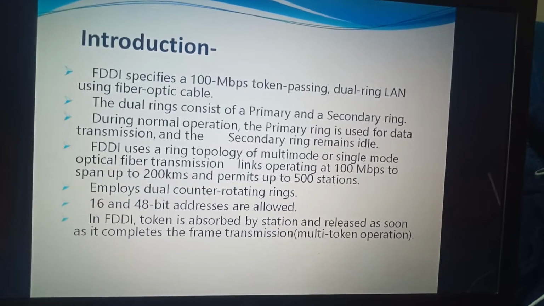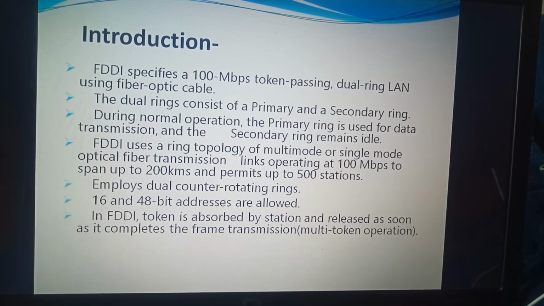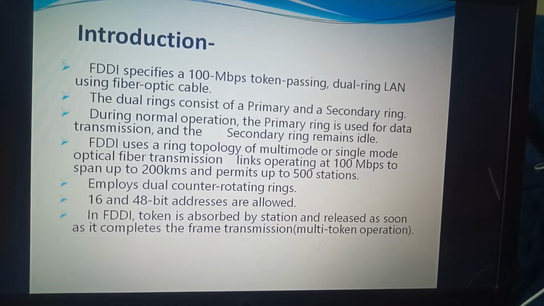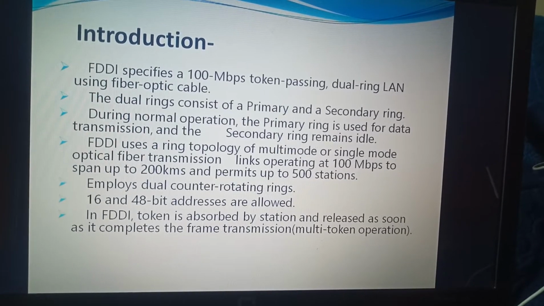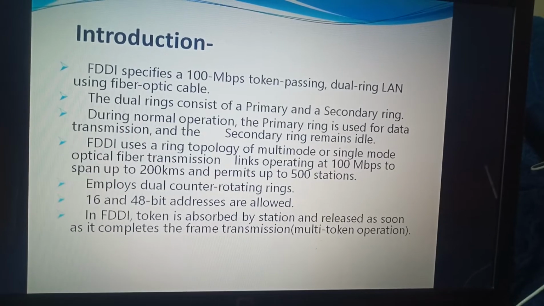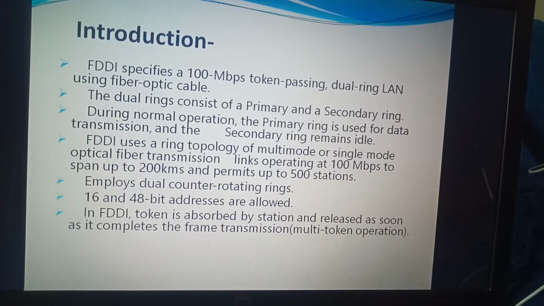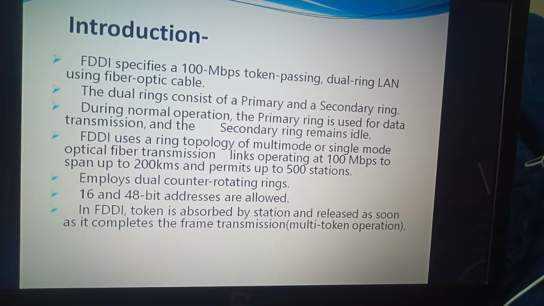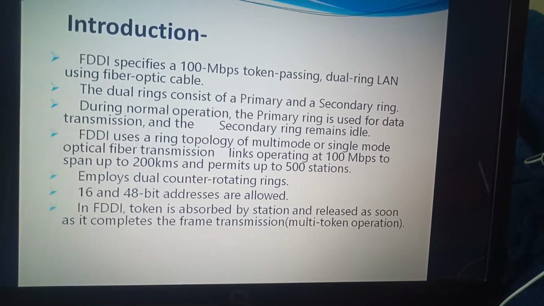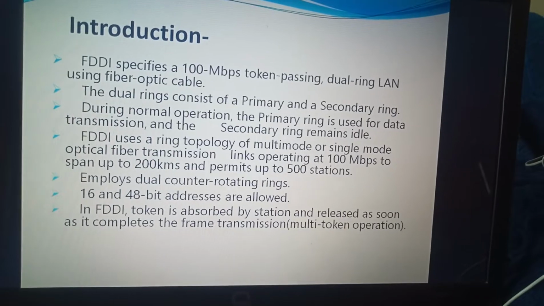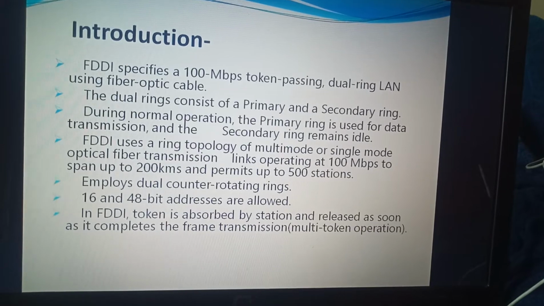Introduction of FDDI. FDDI specifies a 100 Mbps token passing dual ring LAN using a fiber optic cable. The dual ring consists of a primary and a secondary ring. Primary ring is used for the transmission of the data and the secondary ring is used for backup purposes. During normal operation, the primary ring is used for data transmission and the secondary ring remains idle. Means when the primary ring fails, then we use the secondary ring.